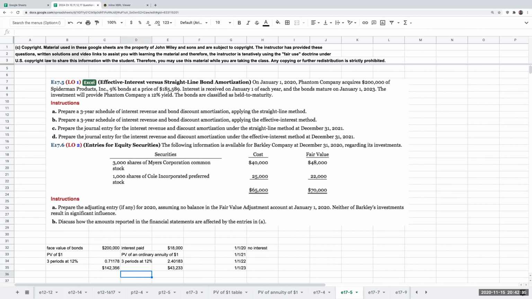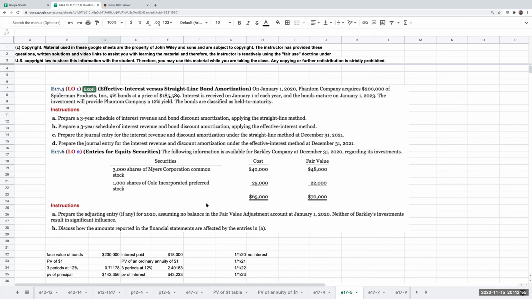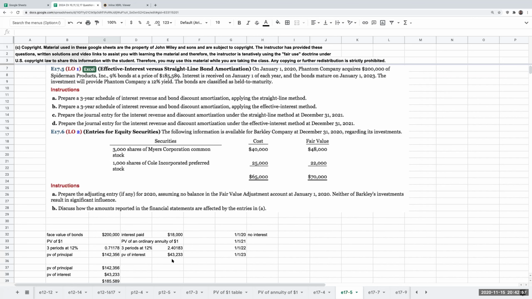And when I add up these two amounts, that's how they priced this bond. So when you see this 185,589, this is how they got it. I think it's important to understand whenever you're seeing the numbers. That's my opinion. Okay, so let's go through and have some fun.